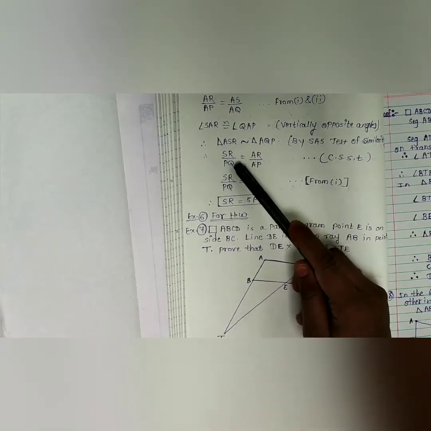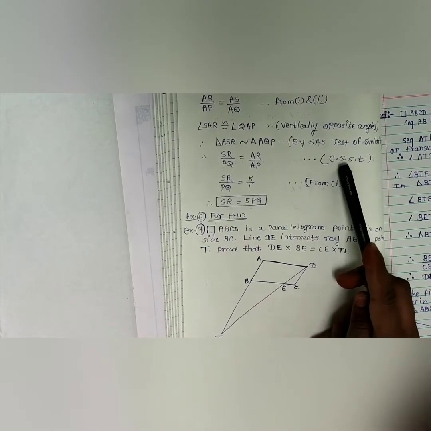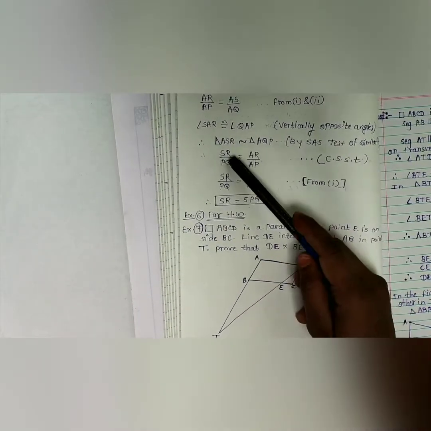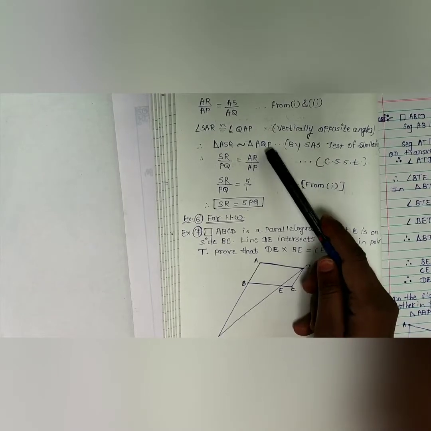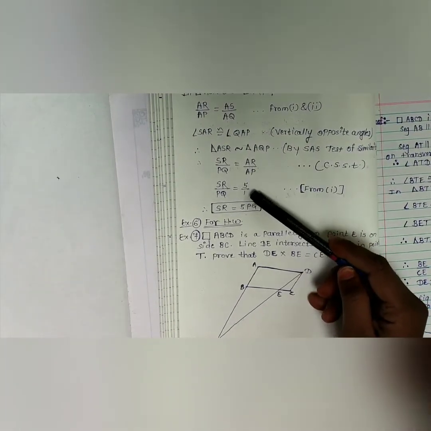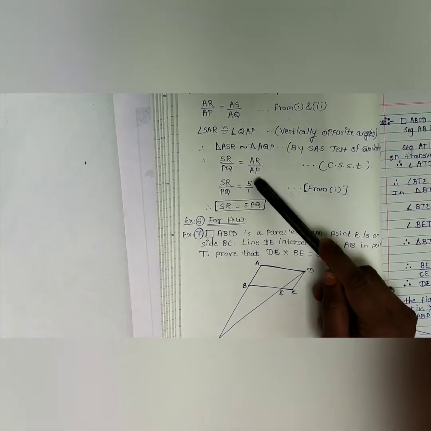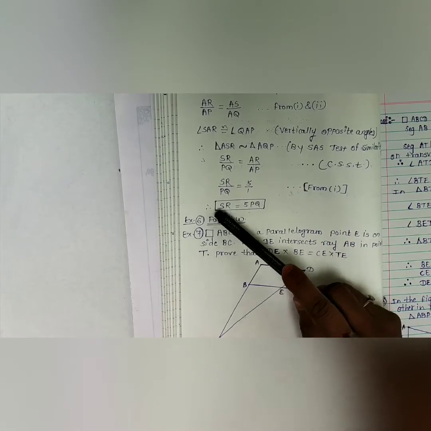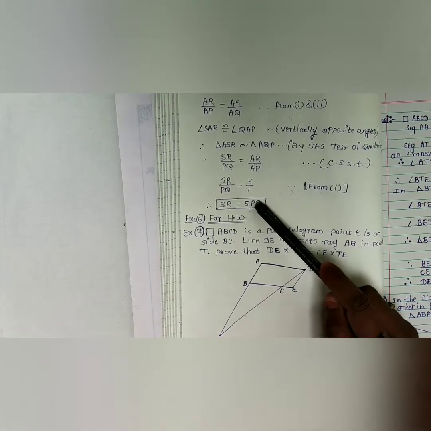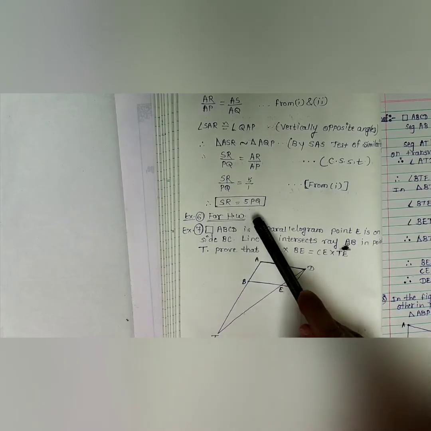Therefore SR upon PQ is equal to AR upon AP. What is the reason? Corresponding sides of similar triangles. The value of AR upon AP is 5 upon 1, so SR upon PQ is equal to 5 upon 1. Dividing inside, multiplying across, therefore SR is equal to 5 PQ. And example number 6 is homework for you.